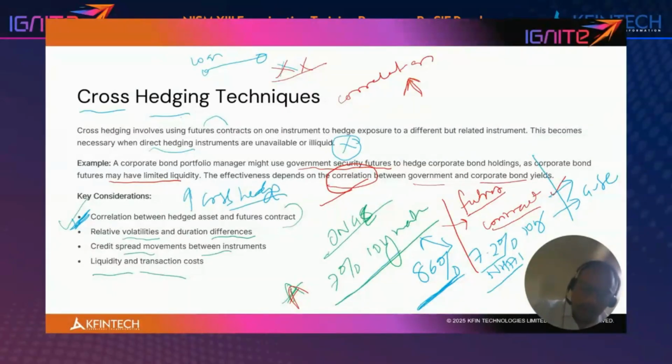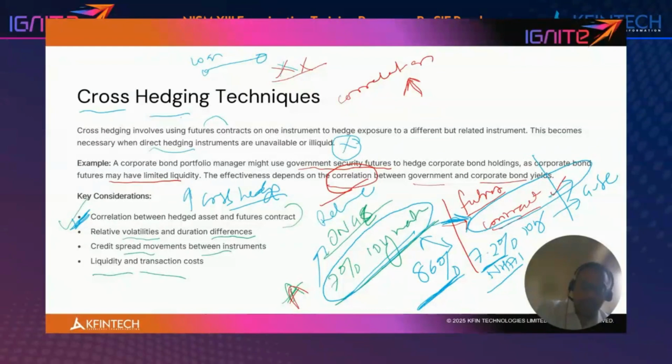My asset is a corporate bond. It could be ONGC, it could be Reliance or any other company. But I want to hedge it against a government security because I am not finding a similar security in the corporate bond futures market. So this is known as the cross hedge.